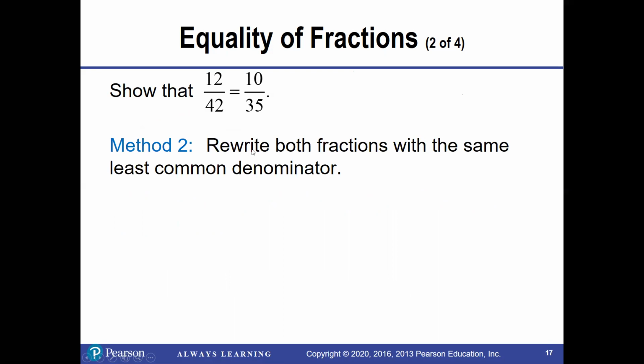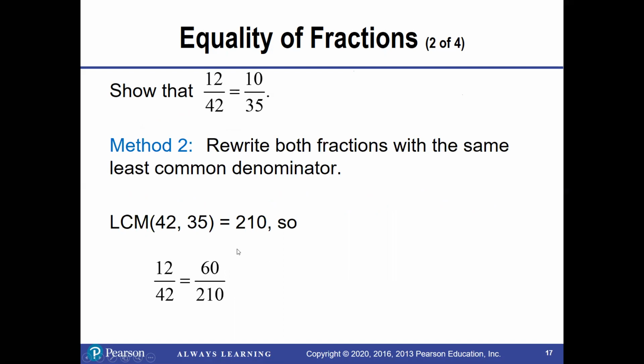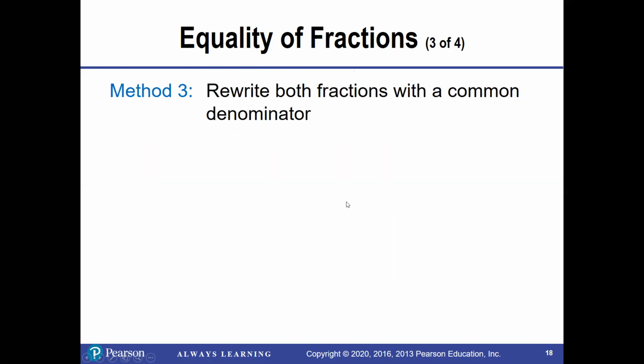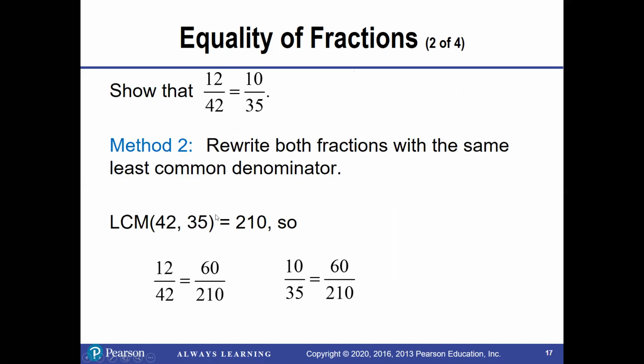Another method, rewrite both fractions with the same least common denominator. I'm not a big fan of this one because if you look at the least common denominator, multiple would be 210, which means you'd have to write this one as a 210, this one as a 210, and those end up with the same value. Okay, now that's going to come in handy in a little bit. I just don't use it very often.